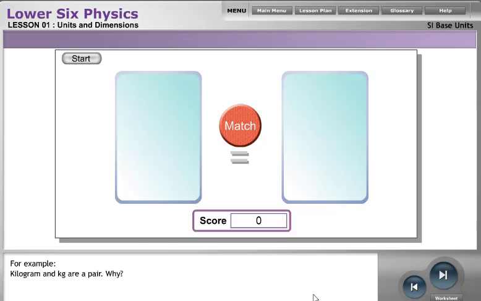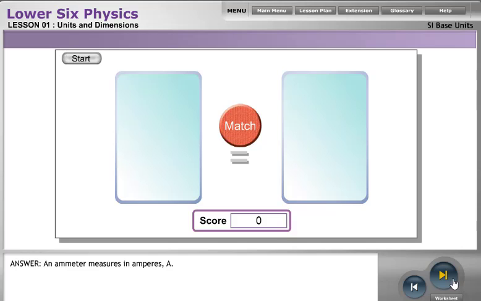For example, kilogram and kg are a pair. Why? Answer: kg is the unit abbreviation for kilogram. Time and s are a pair. Why? Answer: s is the SI unit of time. Ammeter and A are a pair. Why? Answer: an ammeter measures in amperes, A.